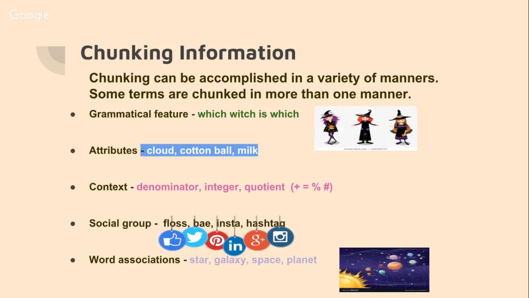Multiple meaning words. Attributes. If I said cloud, cotton ball, and milk, what are they all? They are all, and hopefully you said, things that are white. So I'm categorizing that information by feature. Context. If I said denominator, integer, and quotient, you understand that those are terms that I use based on the context. If I'm talking about math class, those make sense. If I'm in my language class talking about Shakespeare, none of those make sense.